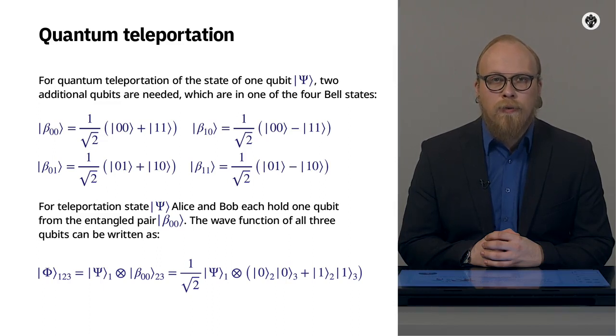In this case, the wave function of all three qubits can be written in the form of a tensor product of two wave functions of two subsystems, as shown on the slide. Here, the subscript indicates the qubit number. This notation assumes that the first and the second qubits are in Alice's hands and the third is in Bob's hand.